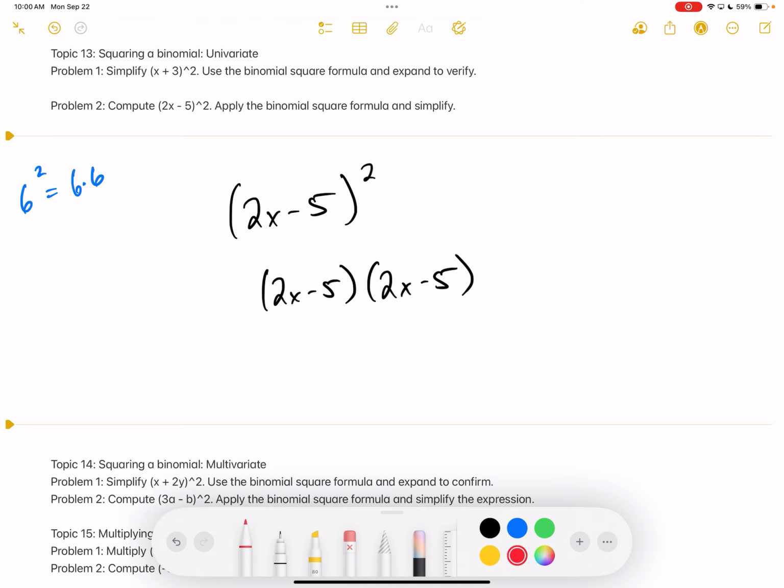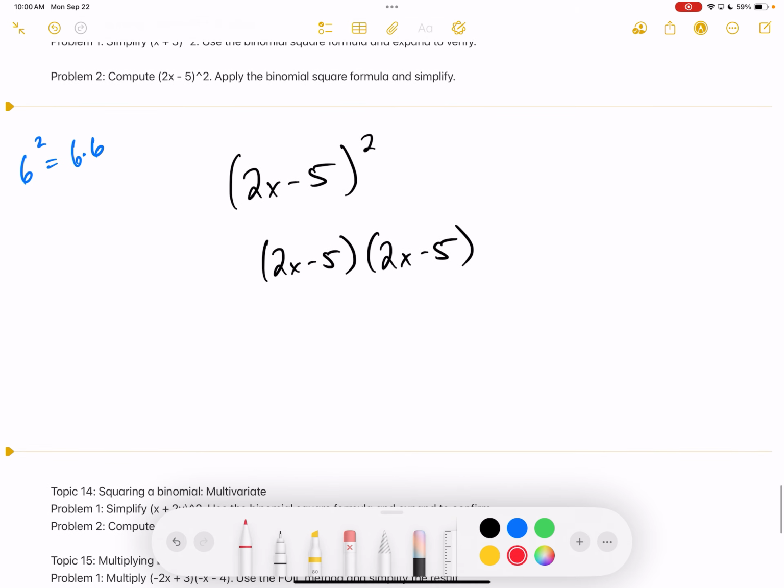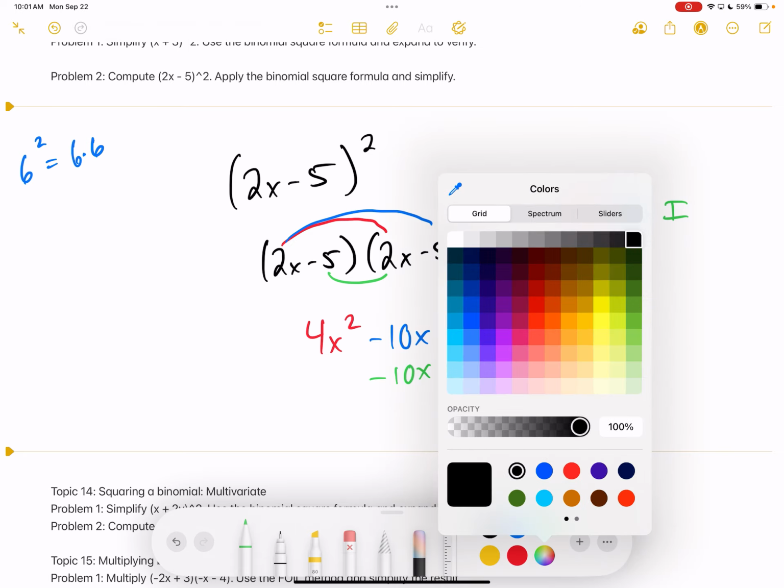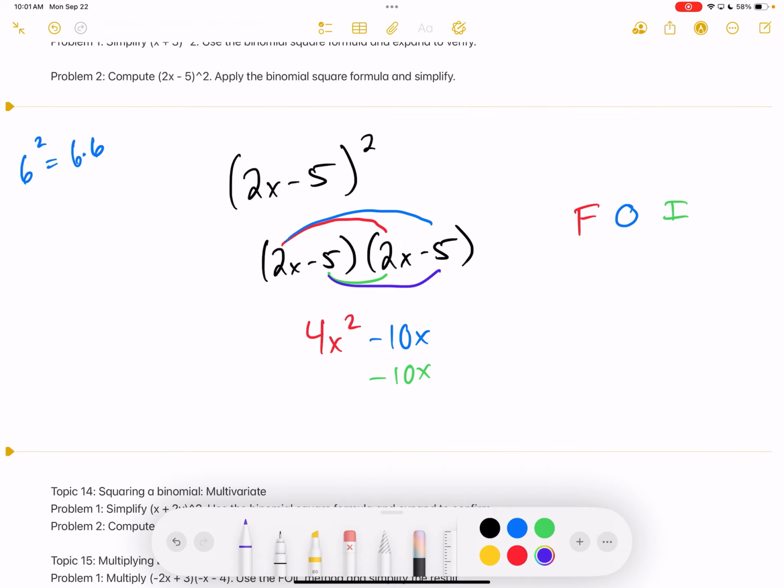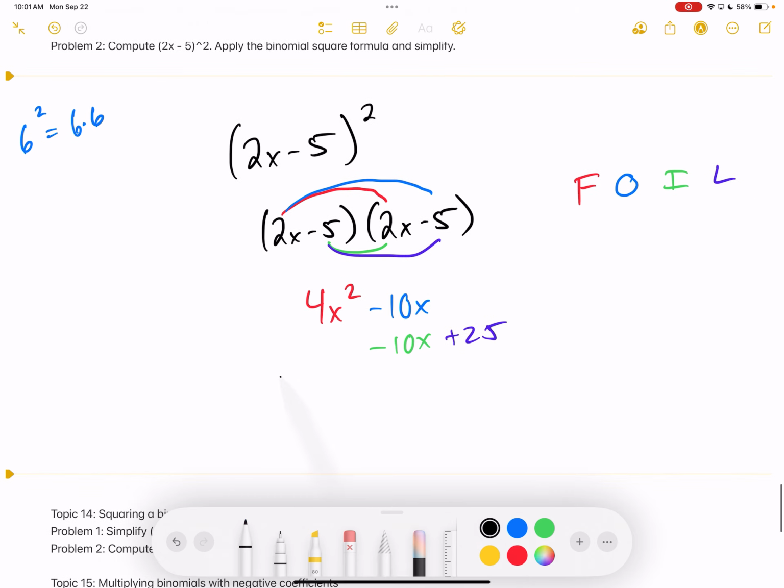And again, there is a shortcut here, but I don't teach it because it's just FOIL. Y'all can FOIL fast. 2x times 2x is 4x squared. 2x times negative 5 would be negative 10x. Negative 5 times 2x would be negative 10x. And negative 5 times negative 5 would be positive 25. So 4x squared, negative 10 minus 10 would be negative 20, plus 25.